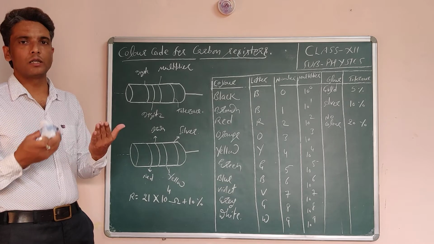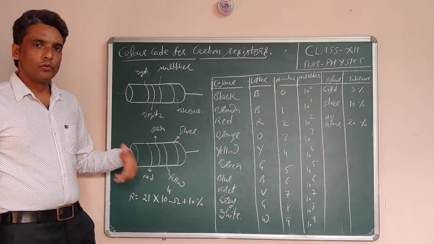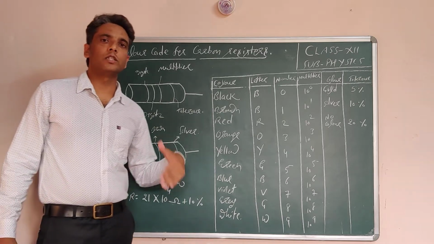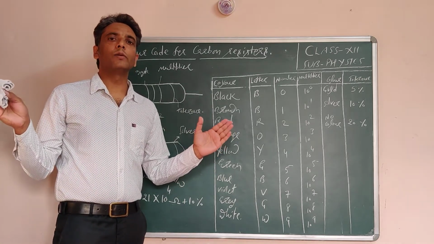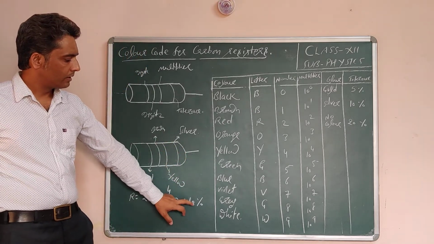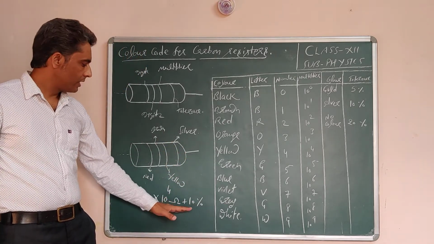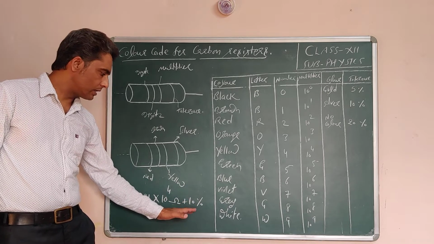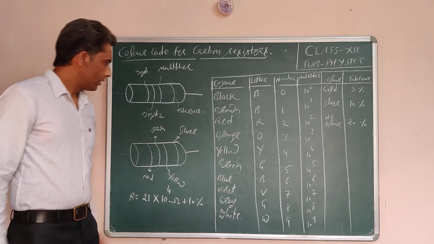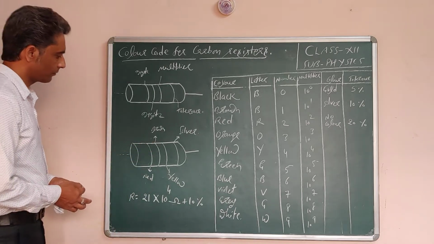Actually, when we pass current, due to the current this resistor is heated and there can be a change in resistance. Now what is the value of resistance that can be tolerated by this resistor? It is given by this percentage. So this 10% means 10% of this number, 21 into 10 to the power 4. So we can take some other example.